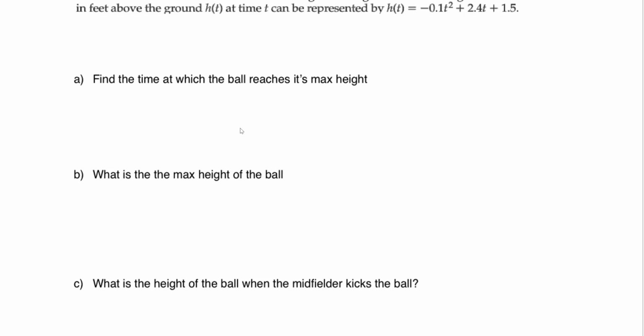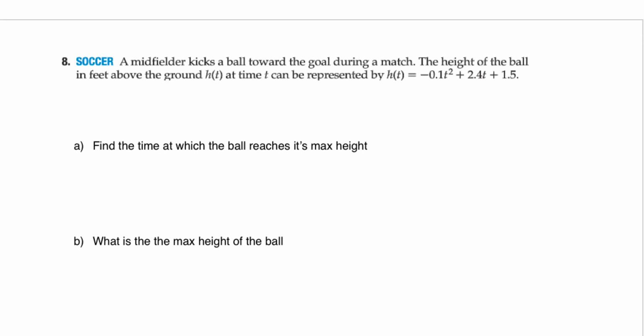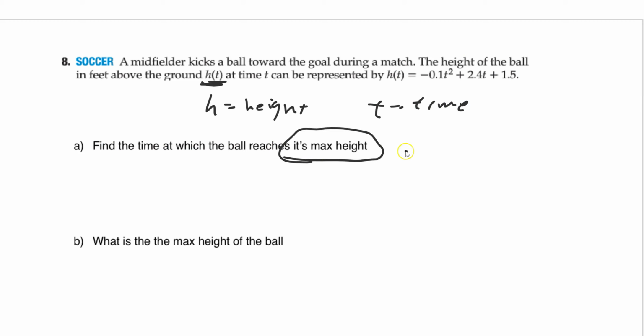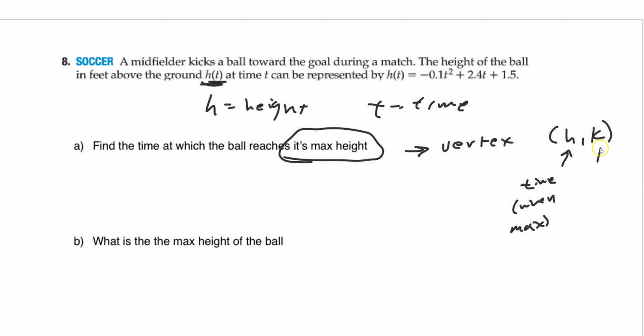Okay, let's go to one last thing. An application problem, putting everything we know from this chapter all together. A midfielder kicks a ball towards the goal during a match. The height of the ball in feet above ground is h, and t is time, represented by h of t. So again, h equals height, so how high is it? And t is time since the kick. And then we have that equation. Find the time at which the ball reaches max height. So remember, anytime I want you to find the max height, that is just the vertex. So you've got to find the vertex, h and k. In this case, remember, h is how long. This is like time. When does it reach max height? And k is the actual max height.